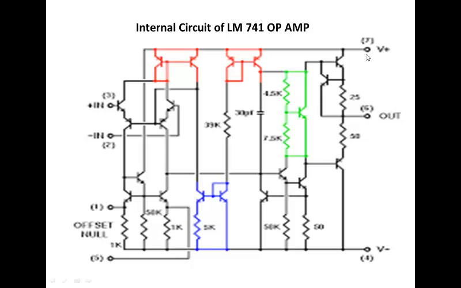Pin number 7 is connected with the positive supply voltage, and pin number 4 is connected with the negative supply voltage. These are pins 1 and 5, the offset null pins. And you cannot see pin number 8 connected with this circuit, so pin number 8 has no connection with the internal circuit of the op-amp.